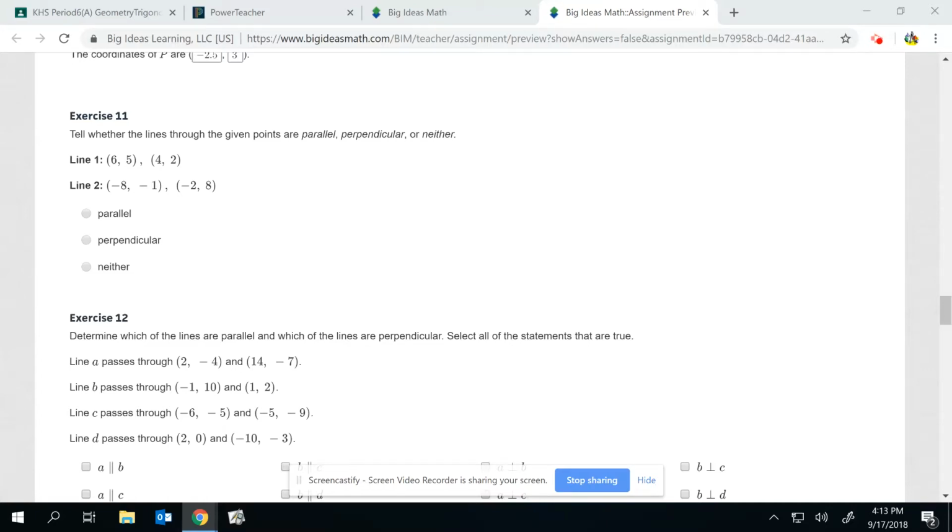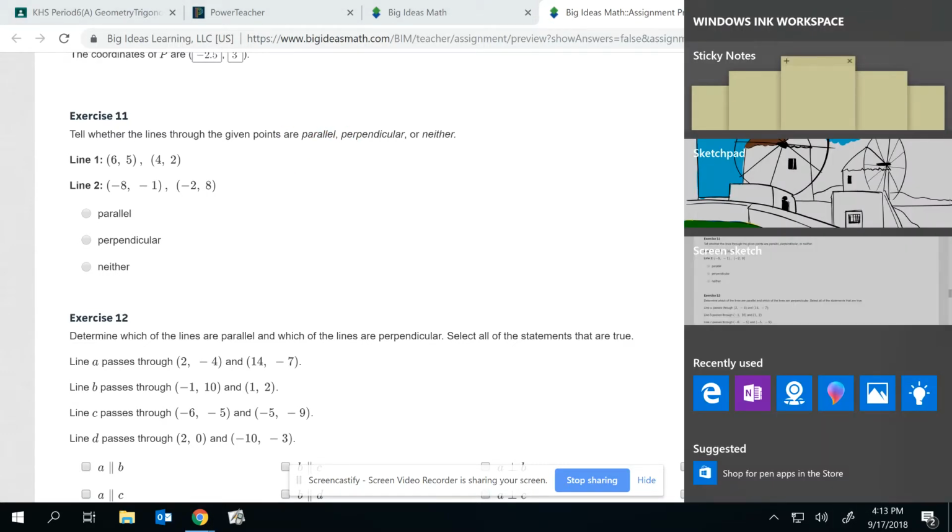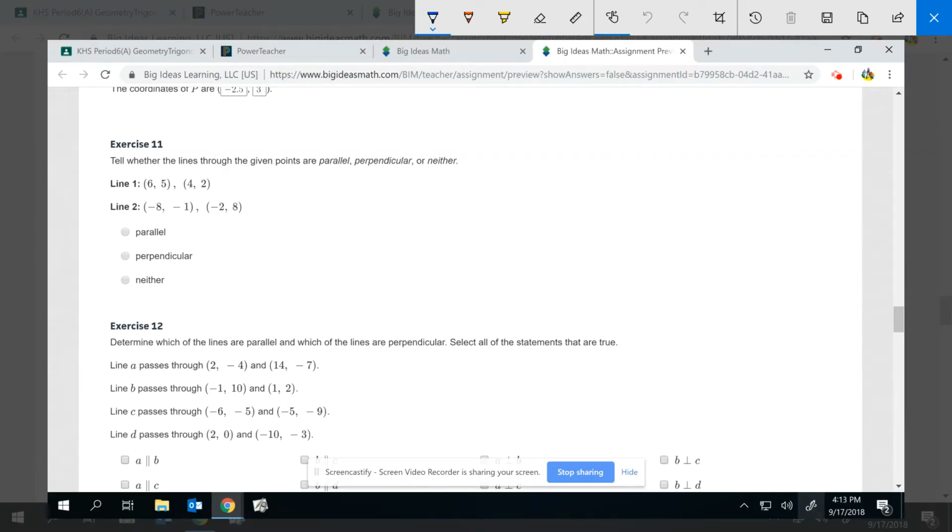All right, guys, here's 11 through 15. Let's find the slopes of these two lines. We want to know if they're parallel, perpendicular, or neither. So let's get to a sketch here so I can write on it. And so parallel, perpendicular, or neither.